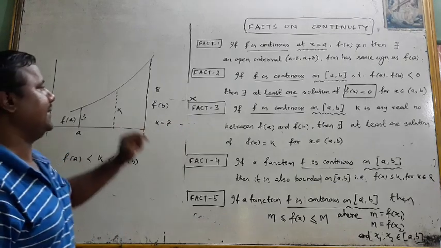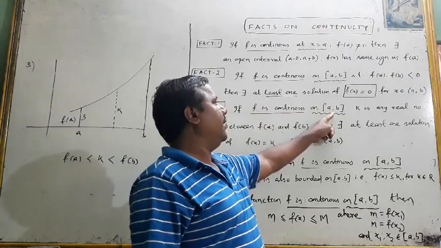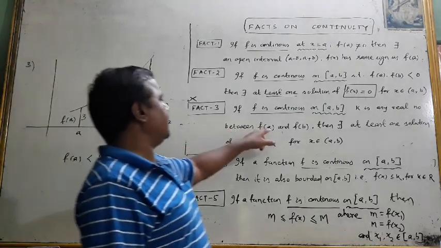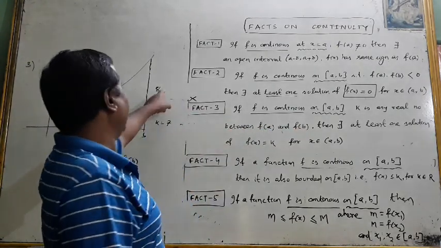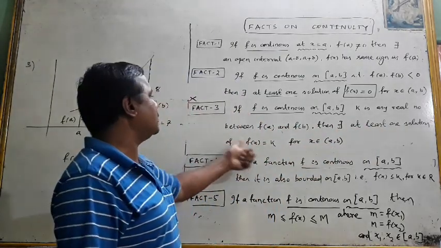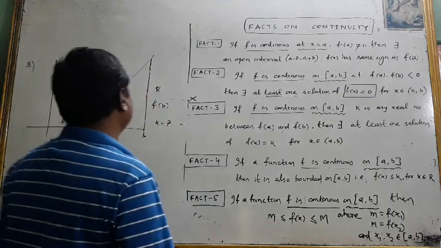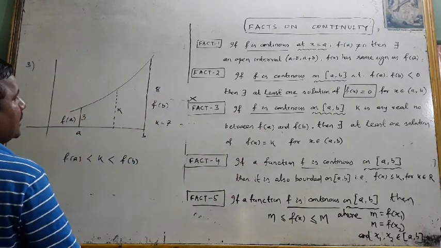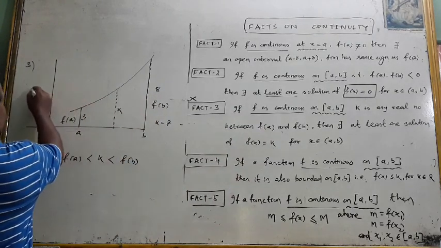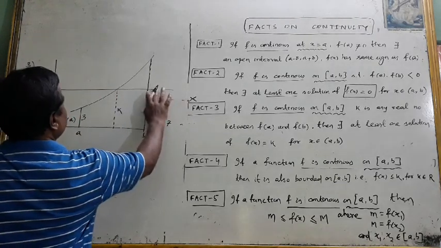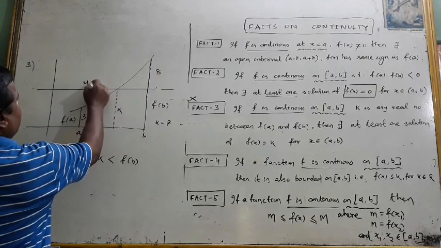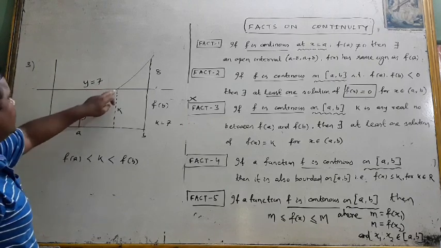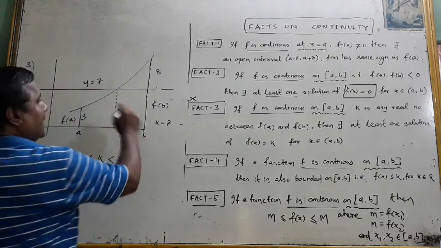Now fact 3 is: if f is continuous on [a, b] and k is any real number between f(a) and f(b), suppose k is 7, between 3 and 8, then there exists at least one solution of f(x) equals k. What do you mean by f(x) equals k? Think of f(x) as y, so y equals k, and k is 7. Suppose I draw the line y equals 7. It is a line parallel to the x-axis and it touches this curve at a point. That is fact 3.